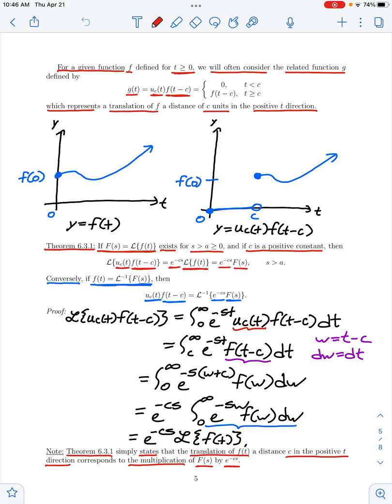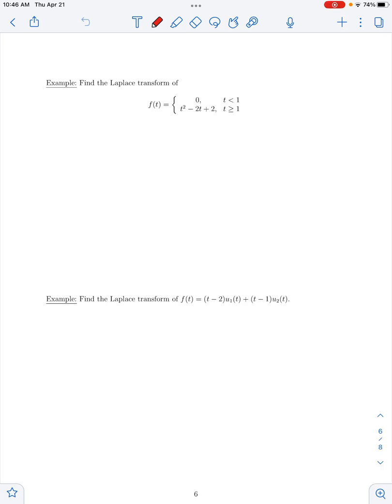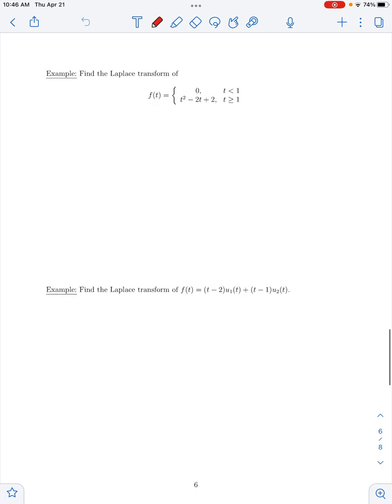So now that we have this result, let's look at some examples making use of this. Here we are asked to find the Laplace transform of this function, f of t, which is defined piecewise as 0 for t less than 1, and t squared minus 2t plus 2 for t greater than or equal to 1.